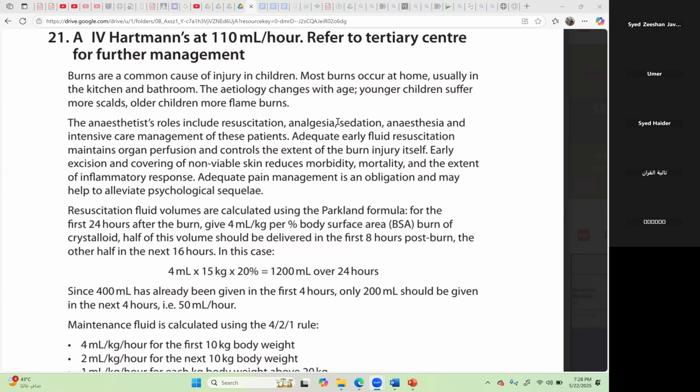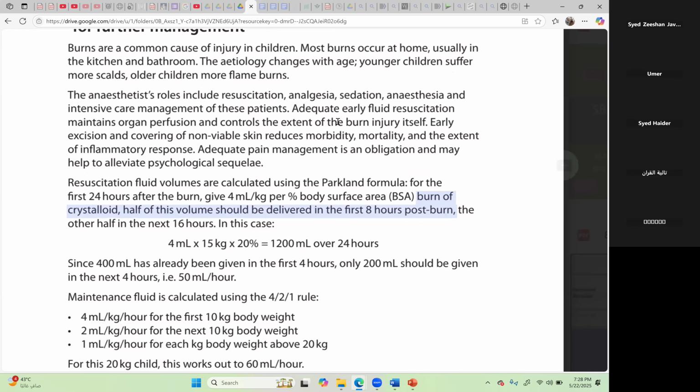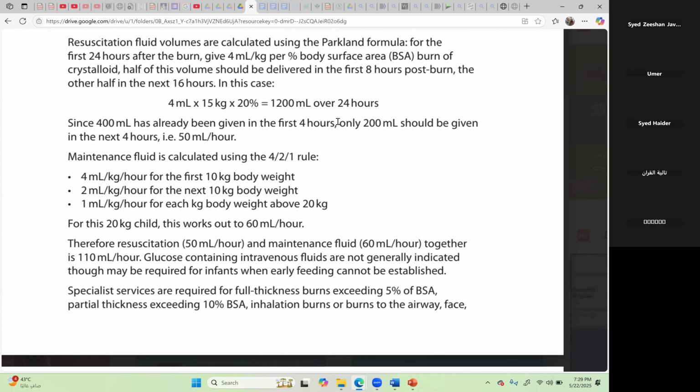Resuscitation, analgesia, sedation, intensive management, adequate early fluid resuscitation. And we discussed this before as well. What is the problem in giving colloids early in the resuscitation? Because there will be leaky capillaries, so they can come out of the circulation. It will not remain in the circulation. It actually will cause more edema. So that is one of the reasons.